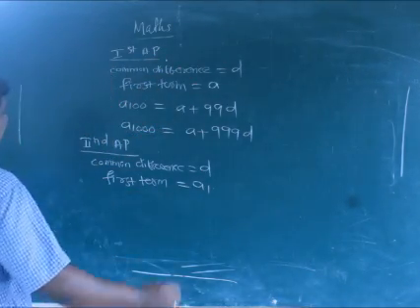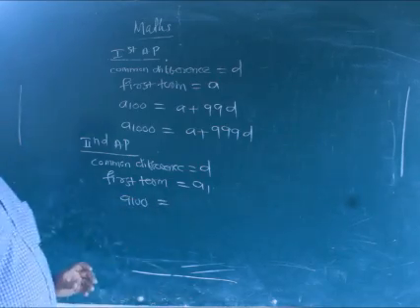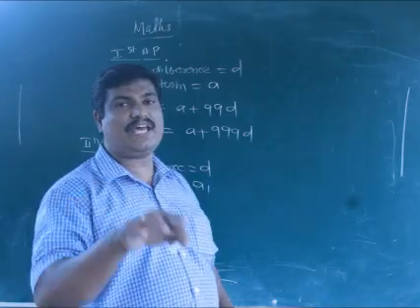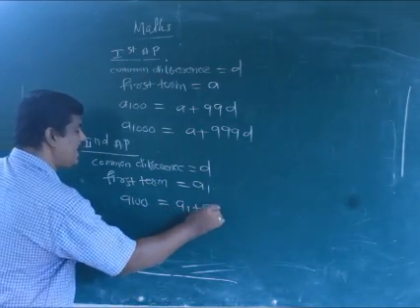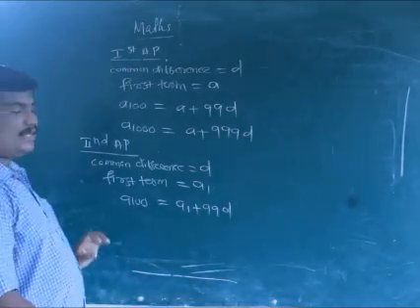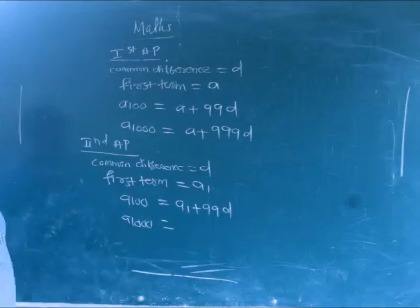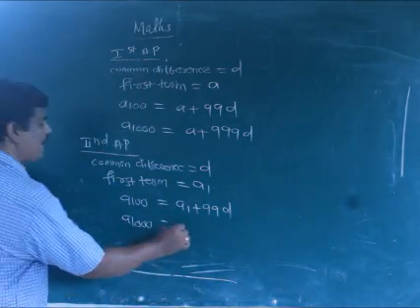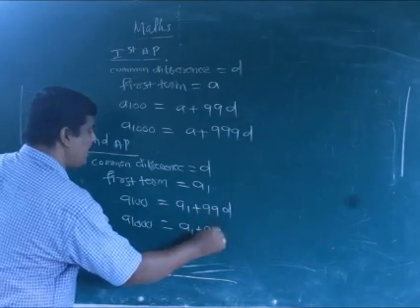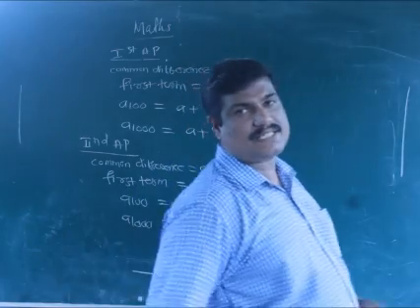So what is A100? The common formula is A plus 99D. Here A is A1, so A100 is A1 plus 99D. D is the same. And A1000 is equal to A plus 999D, so with the first term A1, it is A1 plus 999D. Clear? Okay, all of you understand this?